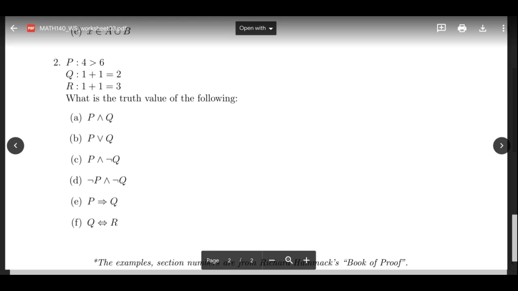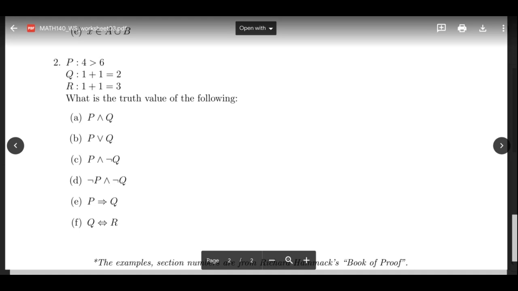Michael, you want to try E? P implies Q. You think it's true? E is P implies Q. P says 4 is greater than 6. Q says 1 plus 1 equals 2, right? It is true, because Q stands alone. Q is true anyway. It does not depend on P in this case.